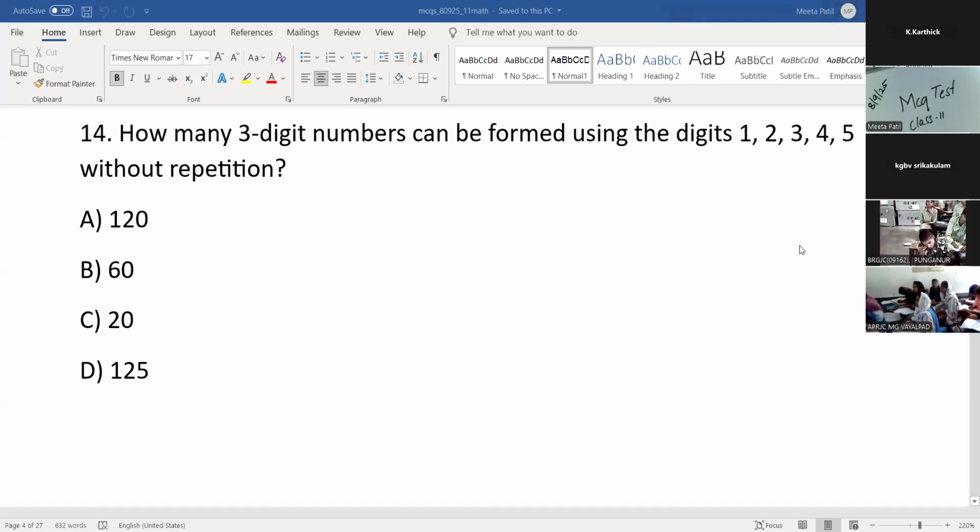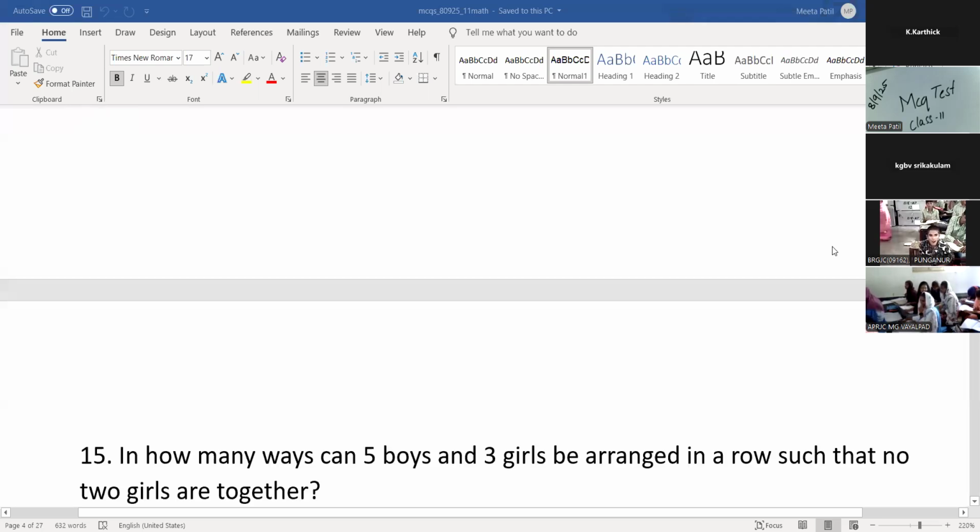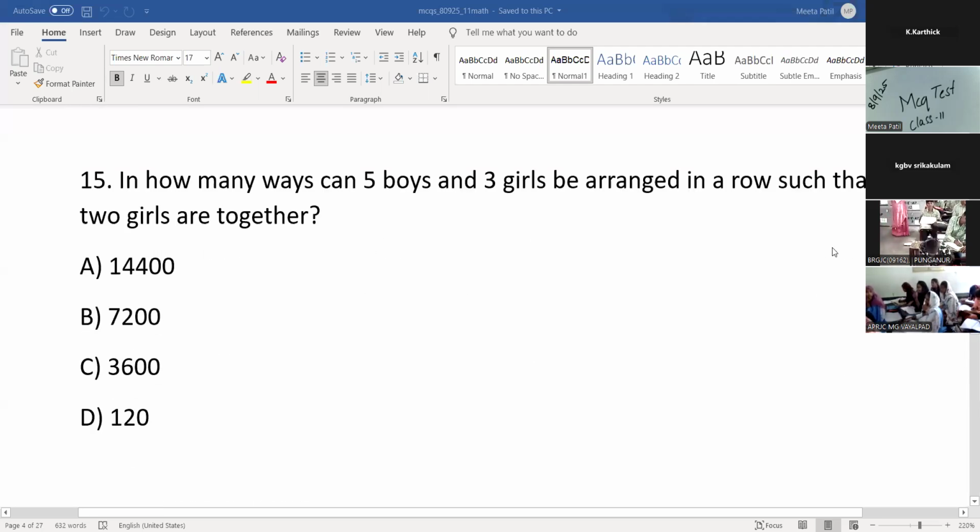Okay, students. So we are moving to the next question now. Here you have the 15th question: in how many ways can 5 boys and 3 girls be arranged in a row such that no two girls are together? You have the options: option A, 14,400, option B 7,200, option C 3,600, option D 120.